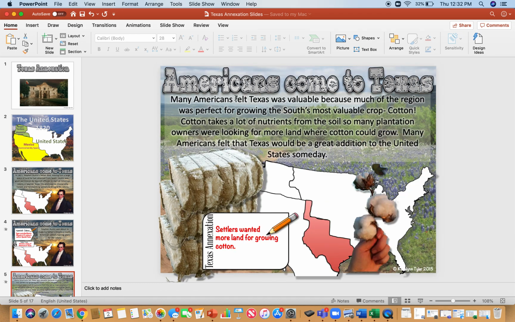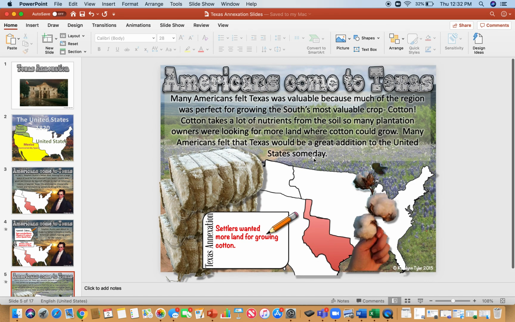Americans come to Texas. Many Americans felt Texas was valuable because much of the region was perfect for growing the South's most valuable crop, cotton. Cotton takes a lot of nutrients from the soil, so many plantation owners were looking for more land where cotton could grow. Many Americans felt that Texas would be a great addition to the United States someday. So settlers wanted more land for growing cotton.